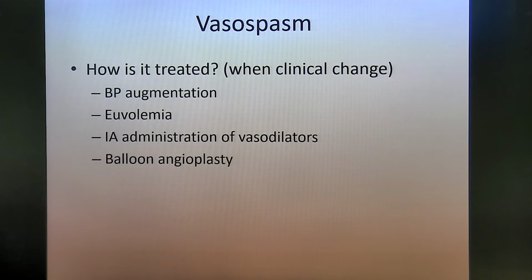How is it treated once it occurs? The first thing is to augment blood pressure and make sure the patients are euvolemic. If the patients don't show clinical improvement with these first 2 steps, it may be necessary to go to the interventional suite for administration of vasodilators locally to the narrowed artery. In rare circumstances, you may even see balloon angioplasty performed to avoid permanent fibrosis of the affected vessels.